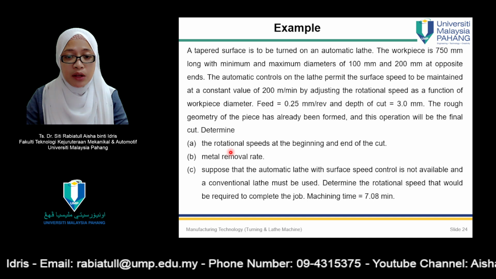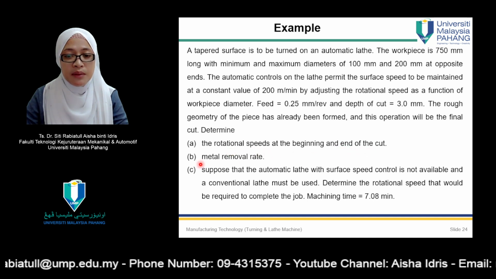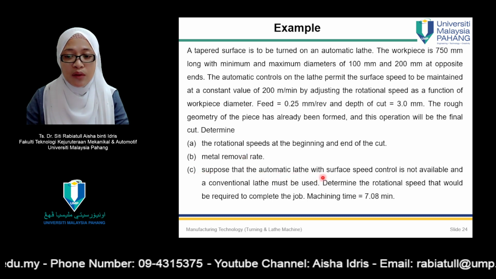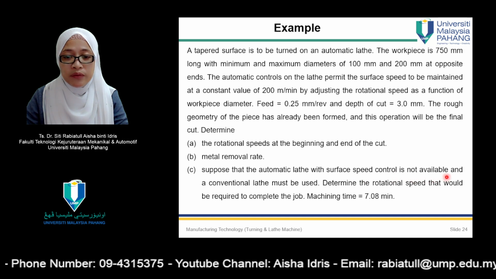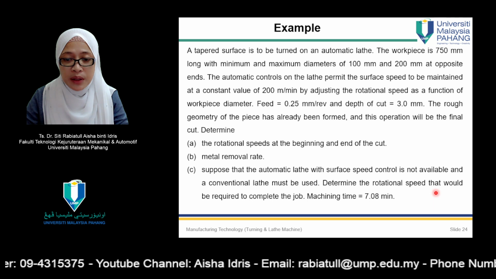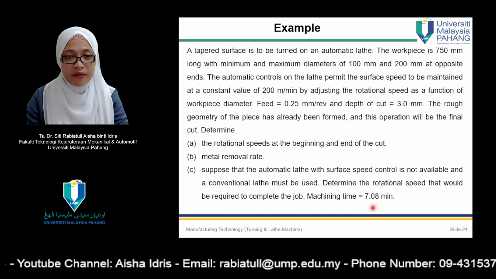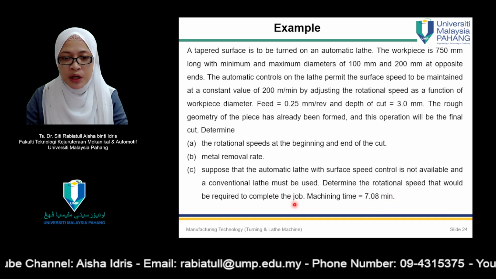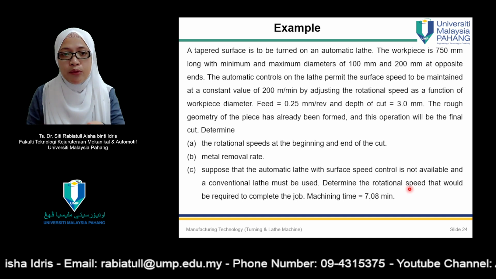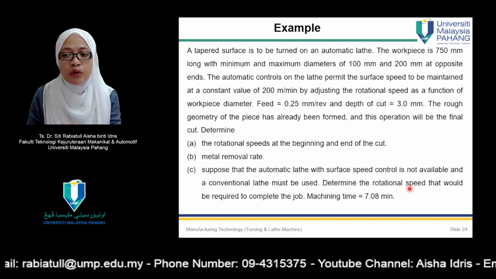Determine A, the rotational speeds at the beginning and end of the cut. B, the metal removal rate. And C, suppose that the automatic lathe with surface speed control is not available and a conventional lathe must be used. Determine the rotational speed that would be required to complete the job. Machining time equals 7.08 minutes. So for example C, time is given to you. So you just rearrange the formula. Finally, you should be able to get the rotational speed.